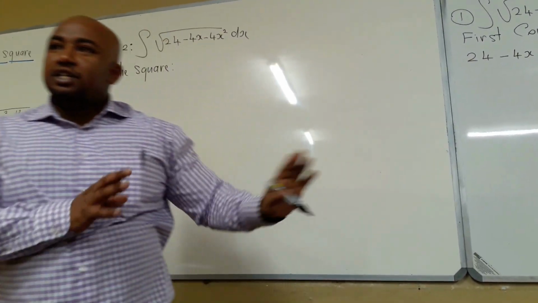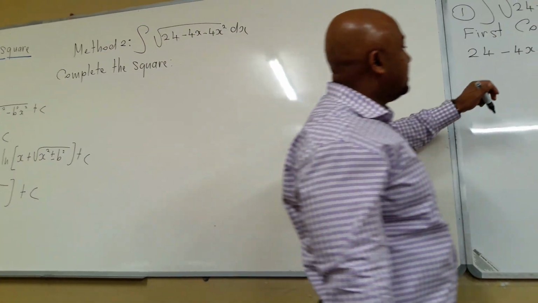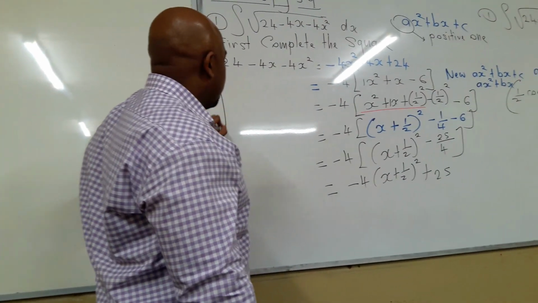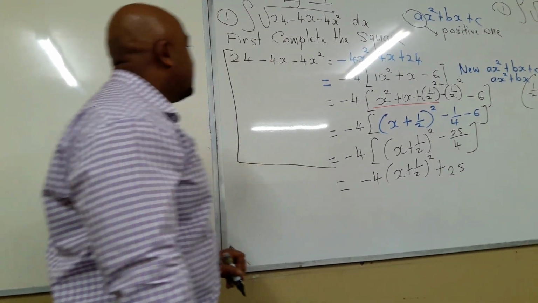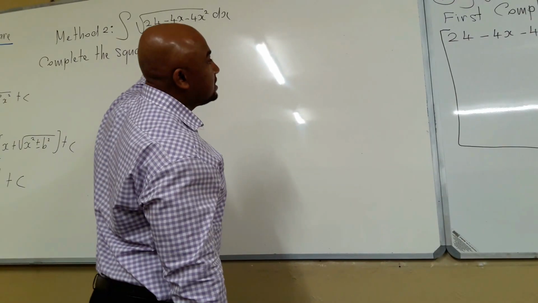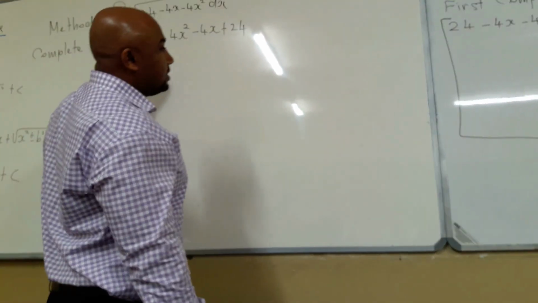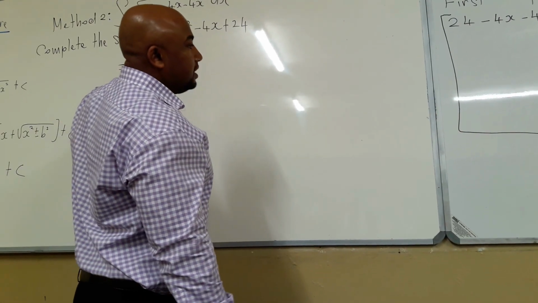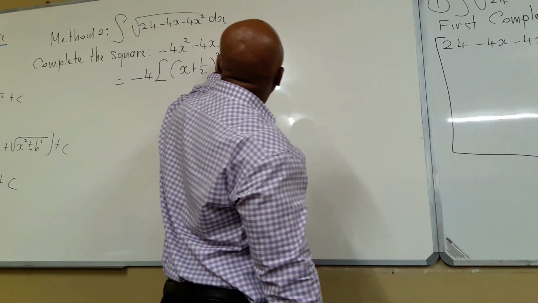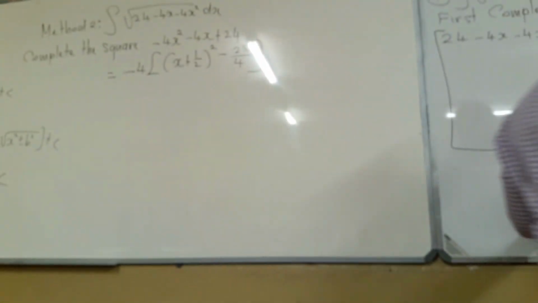Alright, so I'm just going to change it a bit. So obviously the first part does not change, from here right up to here. It's the same thing. So what do I have? I have minus 4x squared minus 4x plus 24, which is equal to minus 4 into x plus half all squared minus 25 over 4. Alright, so I'm at this stage here.